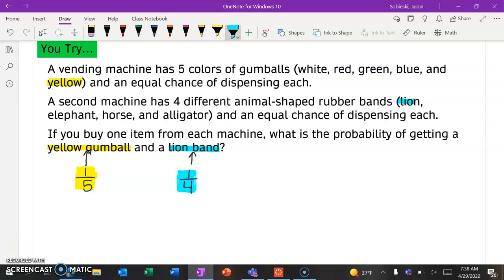And like we've been doing in the rest of the video, as soon as you have both of your probabilities, to get your compound probability, you just take the 2 and multiply them together. So 1/5 times 1/4 will be 1/20th. The chance that you would first get a yellow gumball and then get a lion band from the second vending machine.